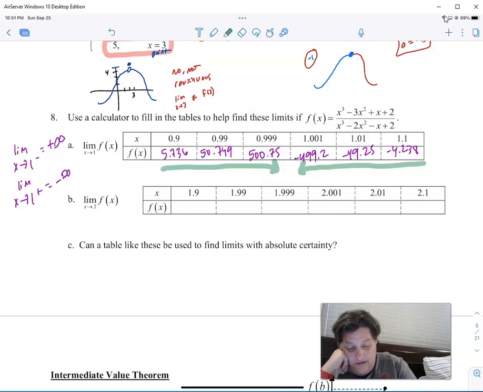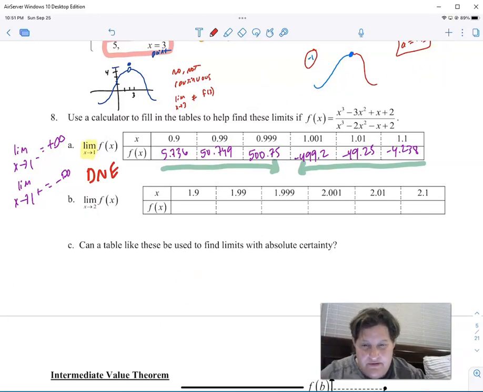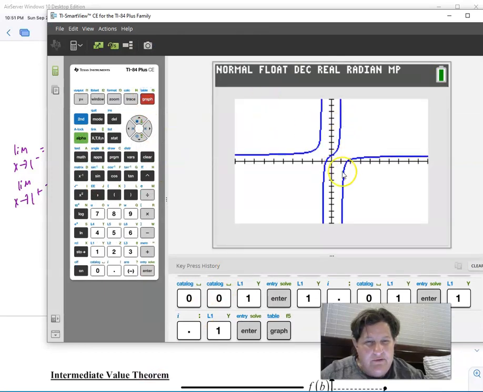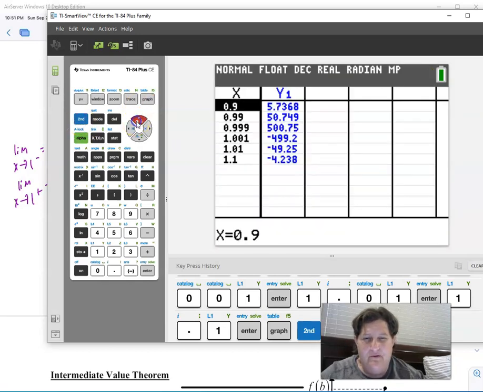So what's the limit as x approaches 1? Well, this does not exist, because one side goes to negative infinity and one side goes to positive infinity. I could probably see that on the graph if I wanted to look at it. See what's happening at 1? One side's shooting up, one side's shooting down. The limit doesn't exist there.